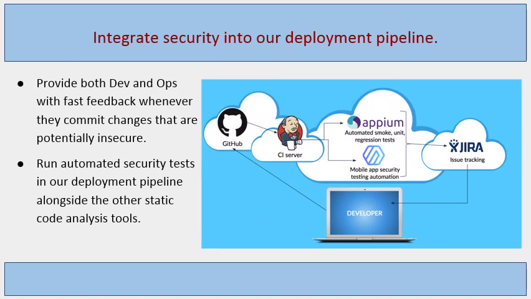Next, we integrate security into our deployment pipeline. Now, we provide both development and operations with fast feedback whenever they make commit changes that are potentially insecure. Once we do that, we run automated security tests in our deployment pipeline alongside the other static code analysis tools. And that's how we integrate security into our deployment pipeline.